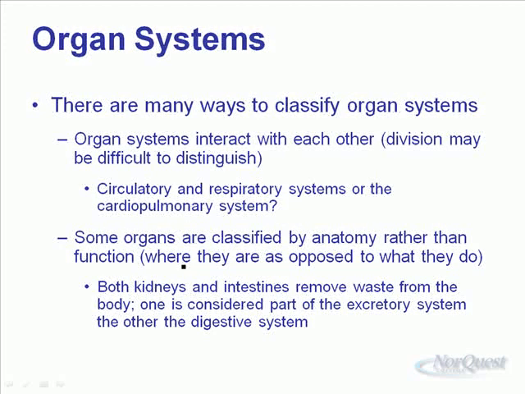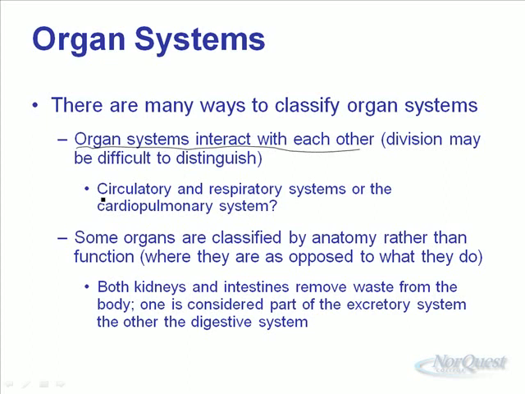For organ systems, because we're classifying the body, and classification systems are for the most part a construct of humans, we make these systems to break, for example, a body down into individual bits that we can study. So there are many ways to classify organ systems, and things that kind of confuse our classification system a little bit are that organ systems interact with each other.